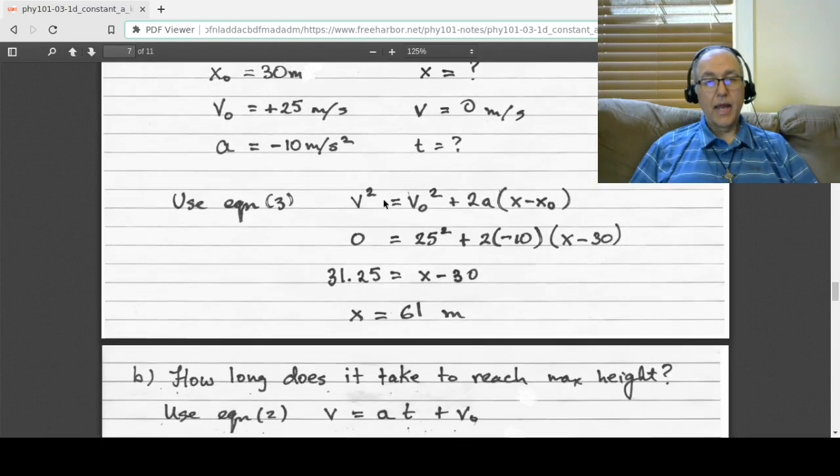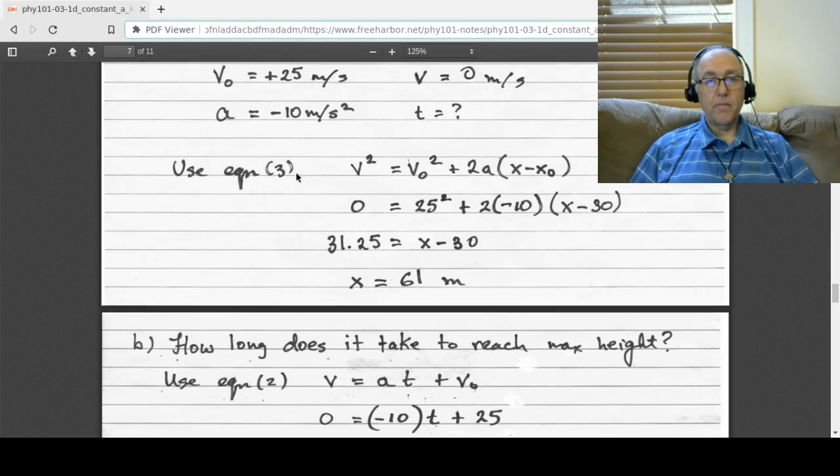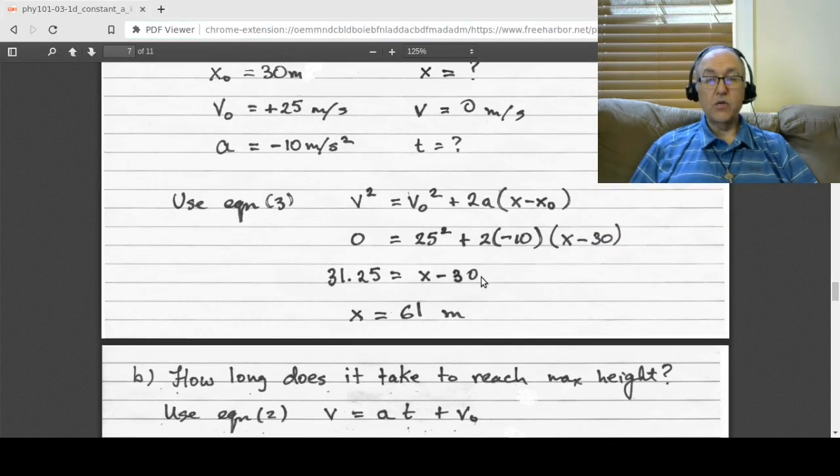Let's solve the problem. And you say, well, which equation should I use? You'll see that since you don't know the time, just like in the previous problem, it's probably best to go to equation number 3. So equation number 3 is v squared equals v naught squared plus 2a times x minus x naught.